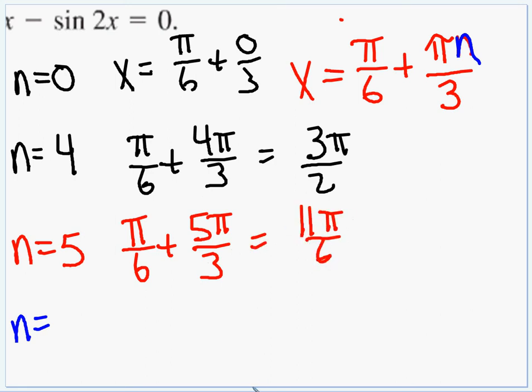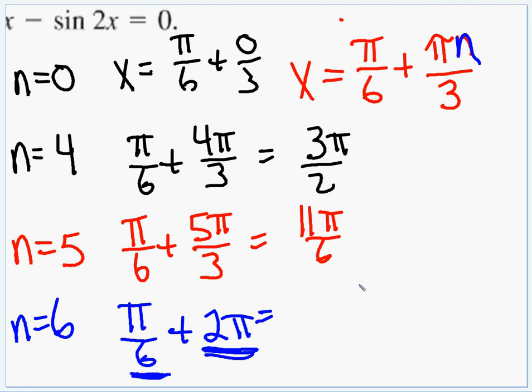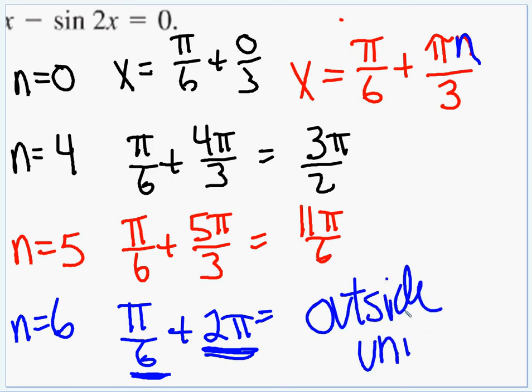Now, if we let n equal 6, we're going to get pi over 6 plus 6 pi over 3, and that divides to a 2 pi. So that takes us outside the unit circle. We're already at 2 pi, and if we add more, we're going to be outside the unit circle. So if we were asked to just list the solutions, that would be the end of our list. We could only go 0 through 5 for our solutions.